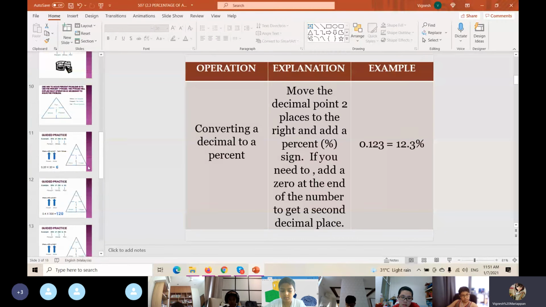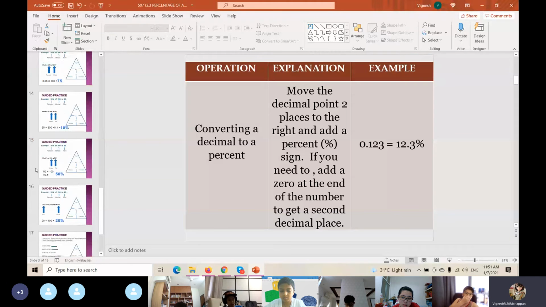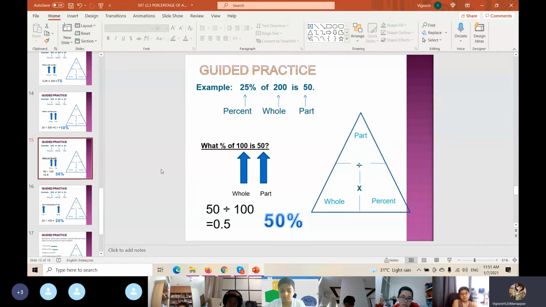0.5 is your decimal. So how are you going to convert this decimal into percentage? What we need to do? Move two times? Two decimal places to your right or to your left? Right. So if you move 2 decimal places to your right, what is your answer? 50. Very good, Fiona. Understand or not?